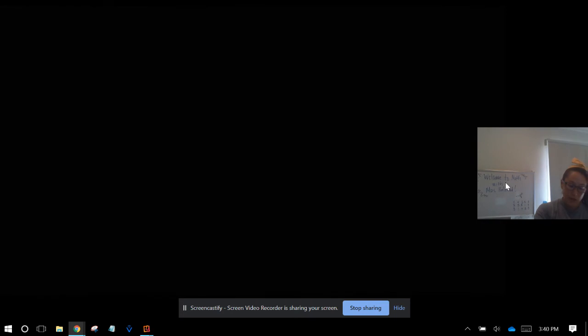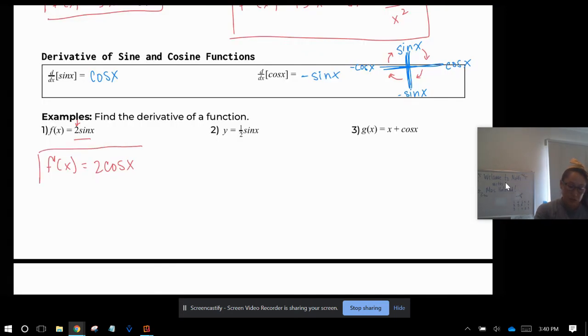So f prime of x is equal to 2 cosine x. Next up, I have a scalar of 1/2, so I have y prime is equal to 1/2 times the derivative of sine x. That one was boring, sorry, it is cosine x again.